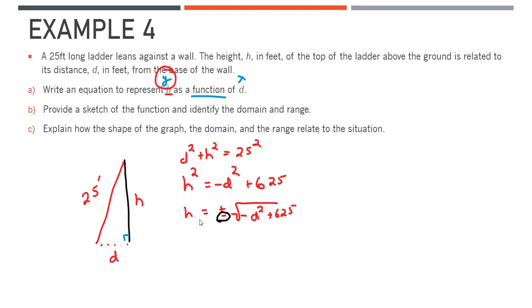Okay. Now it also wants it in function notation. So h of d is equal to the square root of negative d squared plus 625. Awesome. First part done. Wrote an equation. It's in function notation, and h is our y value. Next, provide a sketch of the function and identify the domain and range.